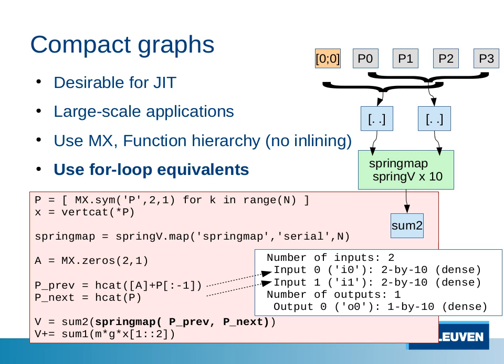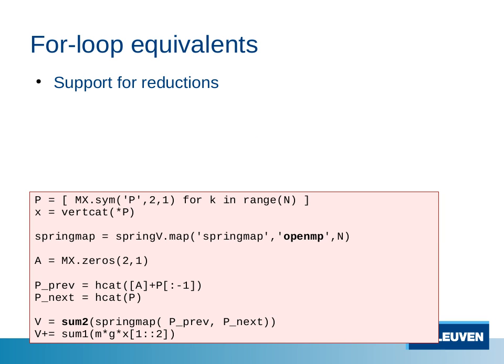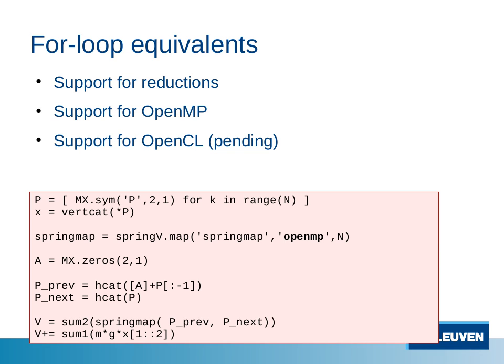So this gives you a more compact graph, which is better for jitting, for example. Instead of serial, you can also choose parallel, for OpenMP. And there are also things like reductions. Instead of first calling and then summing the outputs, you could also ask for doing the summation inside the map node itself. There is also support for OpenCL pending. Actually, it was there in 2.4, but it needs to be ported to the 3 branch again.